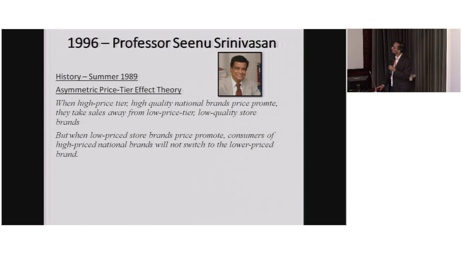The fifth author, I guess, or fourth, was Sinu Srinivasan. The idea was started in 89 when a theory called the asymmetric price tier effect by Blattberg and Wisniewski came out. Briefly, I talked about it in my paper on promotion elasticity. The idea was that there is asymmetry in switching. National brand consumers will switch to store brands. Store brand consumers won't switch to national brands because it imputes lower quality, and therefore national brand cross price elasticity will be higher, and the store brand's cross price elasticity of attracting national brand consumers will be lower. So that seemed to make a lot of intuitive sense.